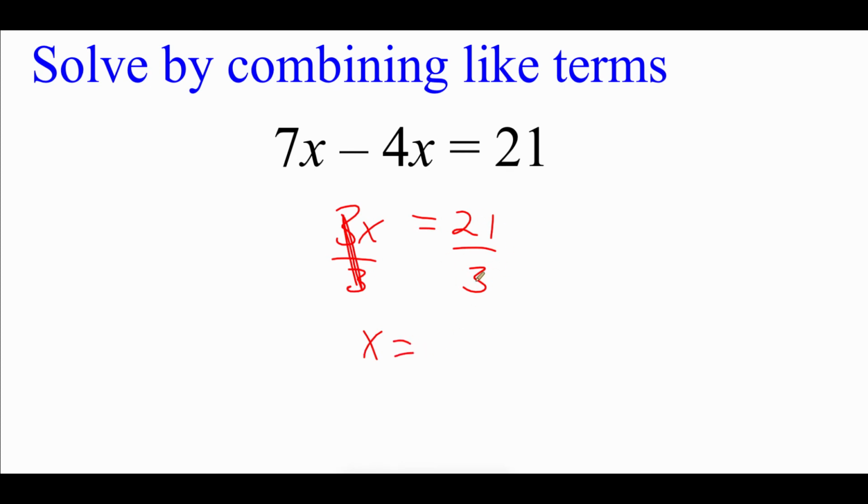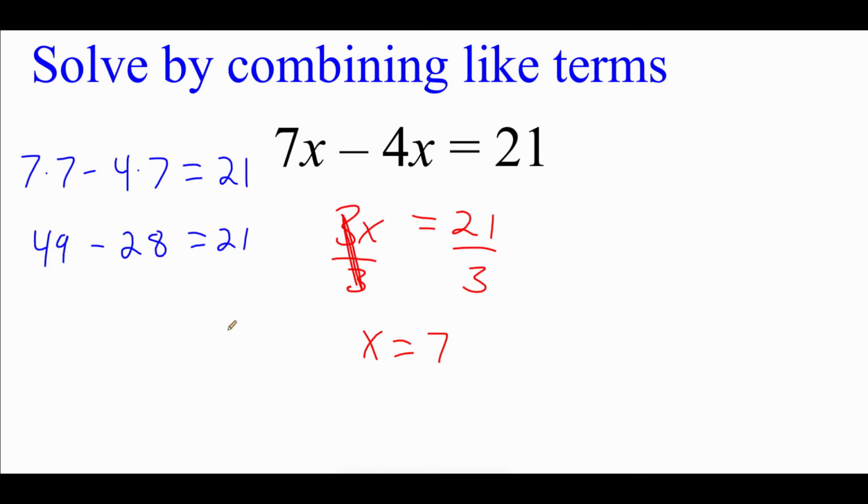And then on the right-hand side, we're going to have to actually do that division. So 21 divided by 3 is 7. Now we should go back up to our original equation and plug in this 7 to check our answer. So 7 times 7 minus 4 times 7, and we're hoping that's going to equal 21. Now when we do 7 times 7, that's 49 minus, now when we do 4 times 7, that's 28, and we're hoping this is equal to 21.